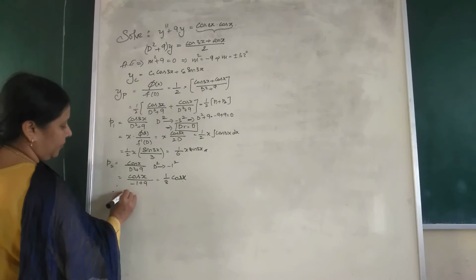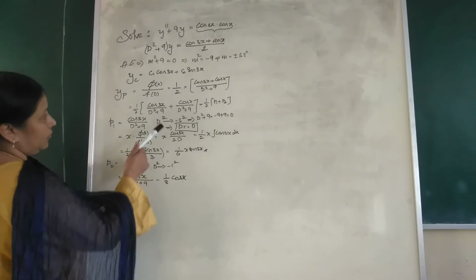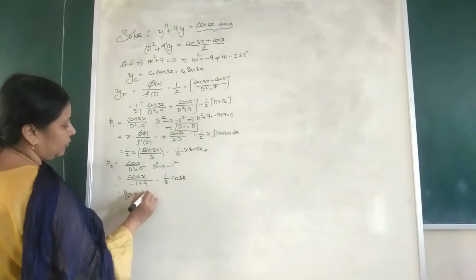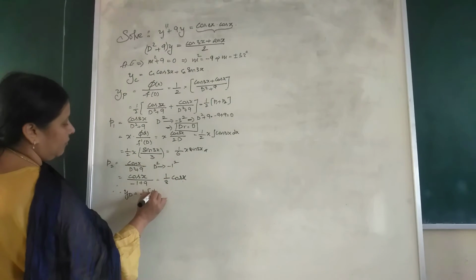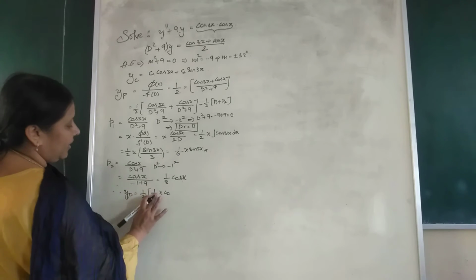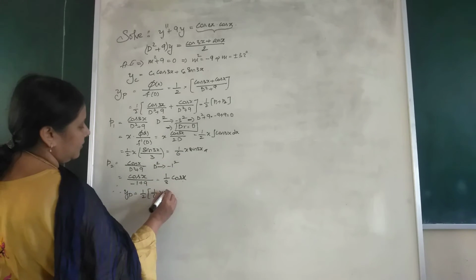Therefore, what is our Yp? Yp is equal to 1 by 2 into (P1 plus P2). So 1 by 2 into P1, which is 1 by 6 x sin 3x.